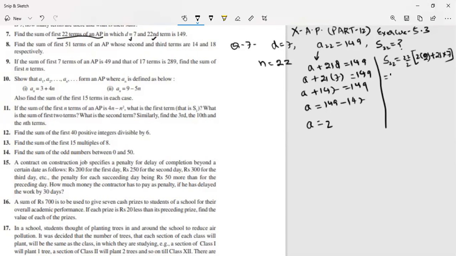So we get 2 ones are 2, 2 twos are 4. 7 ones are 7, 7 twos are 14, 147 plus 4, 151. 151 into 11, 1661 is the answer.